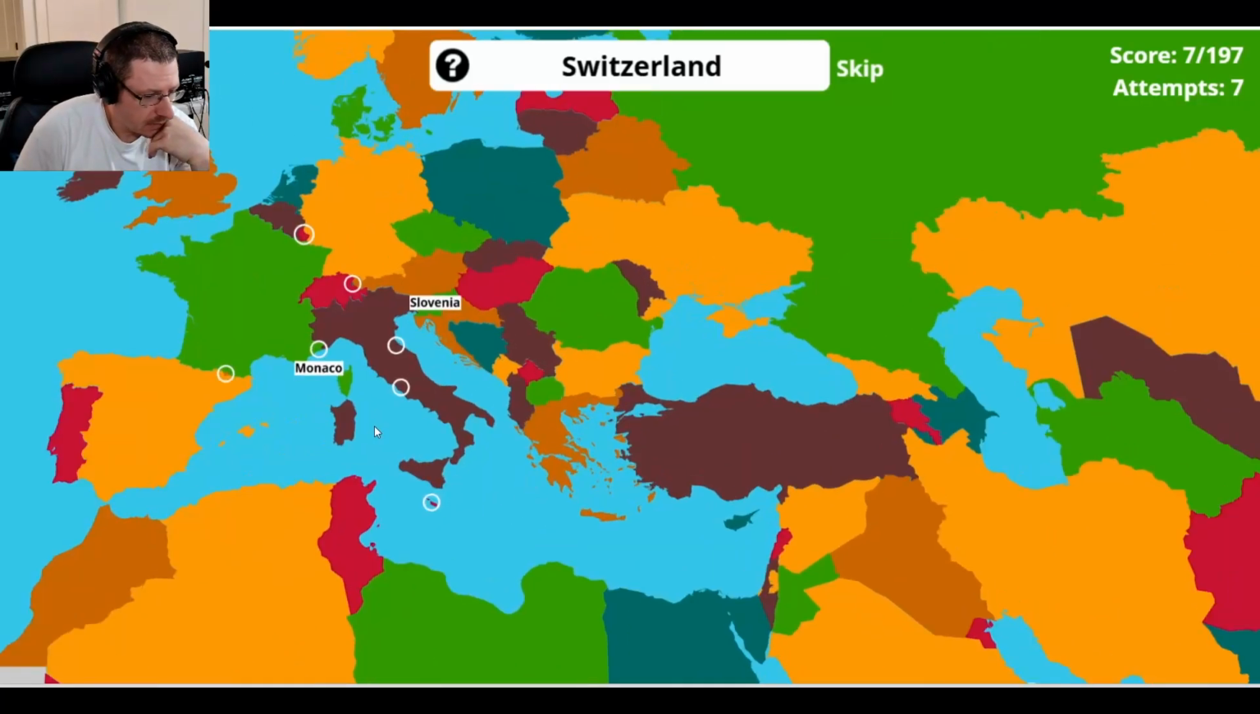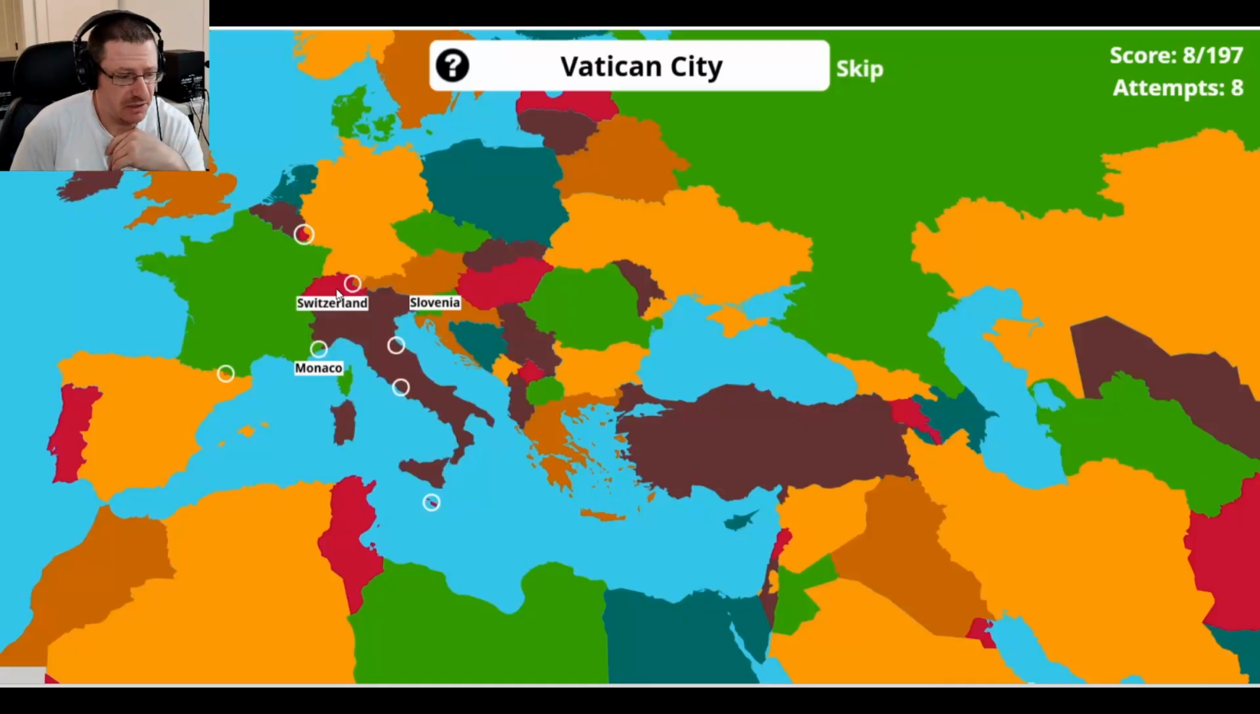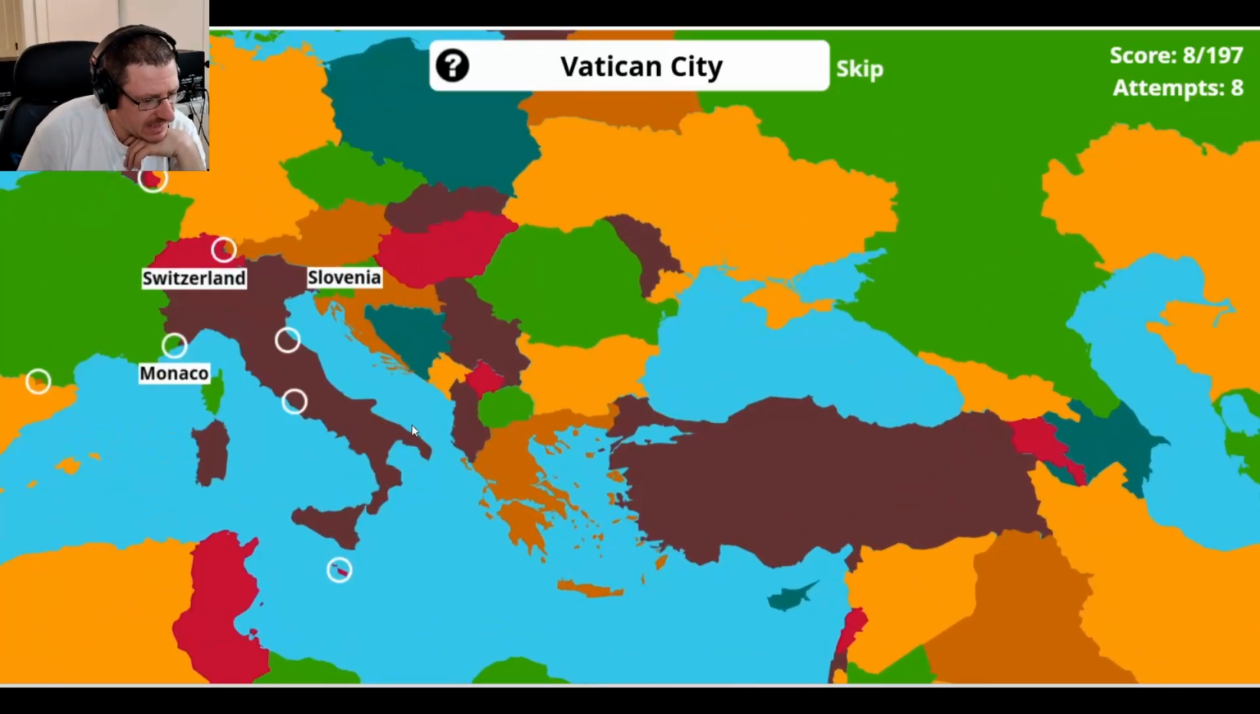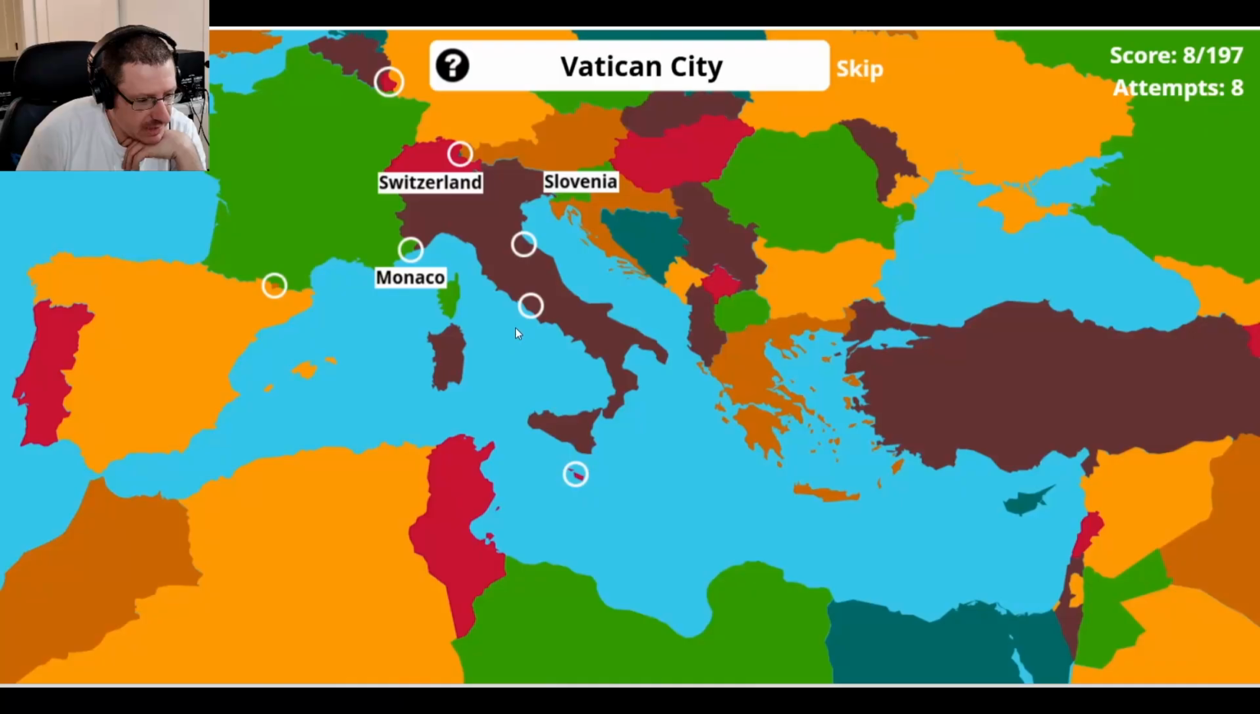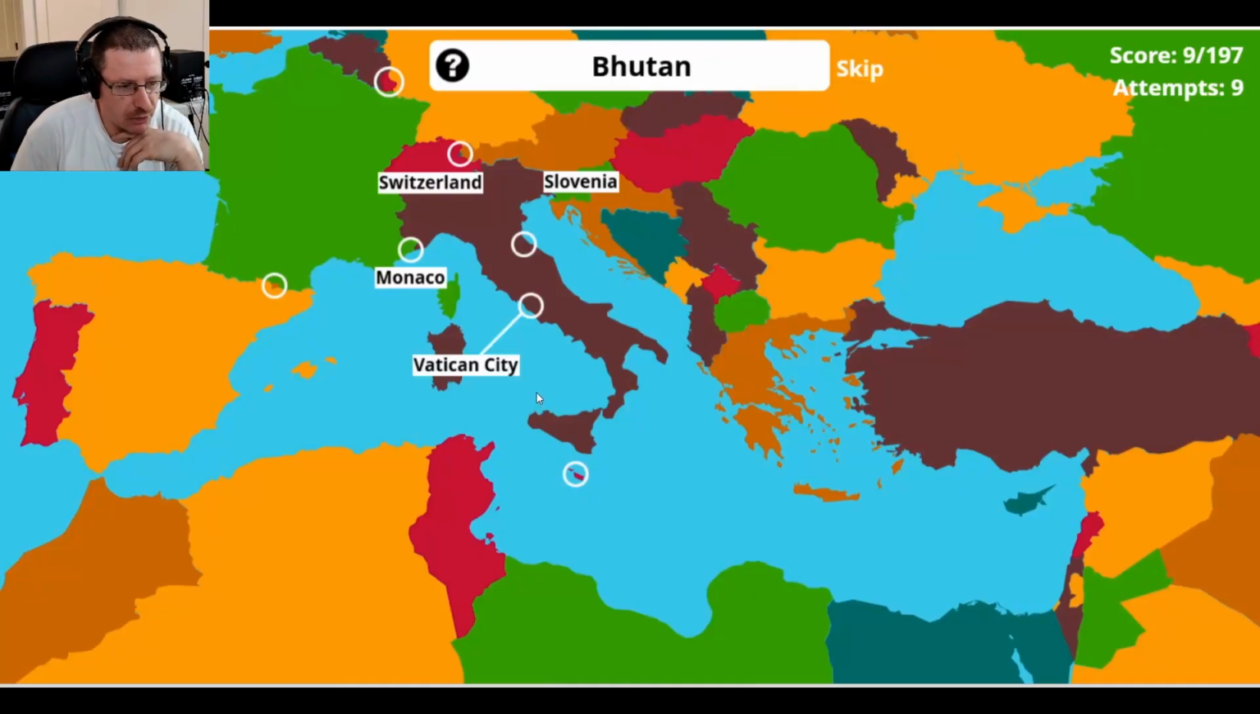Switzerland is right here. It's right above Italy. It's got the world's tallest staircase. It's almost like 12,000 steps. Vatican City is right here. Vatican City is the smallest country in the world. It's like 0.17 square miles. It's like a block. It's like 2 blocks.